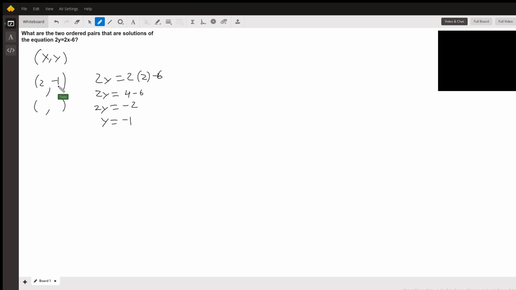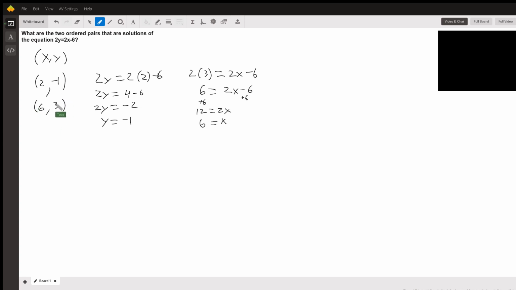we could have picked a value for y and solved for x. So for instance, if we had picked 3, we would have had 2 times y, which now we're saying is 3, is equal to 2 times x, which we're trying to find, minus 6. So 2 times 3 gives us 6, equals 2x minus 6, add 6 over, and we get 12 is equal to 2x, so x is equal to 6.